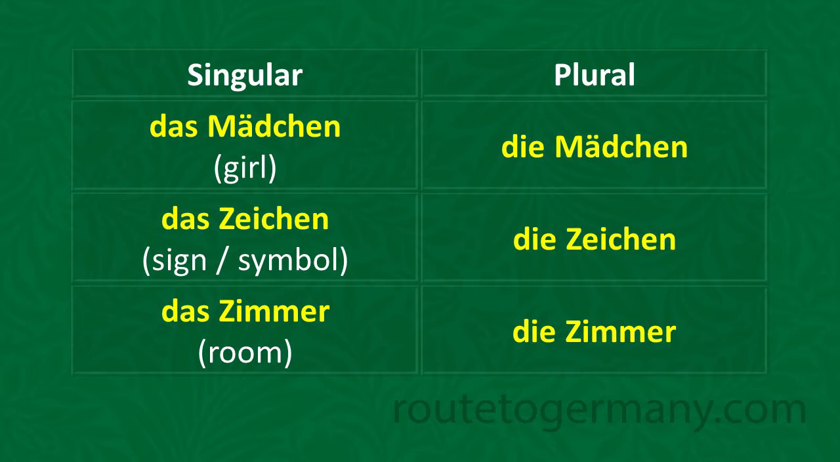Das Mädchen is singular, and die Mädchen is plural. Das Zeichen is singular, and die Zeichen is plural. Das Zimmer is singular, and die Zimmer is plural.